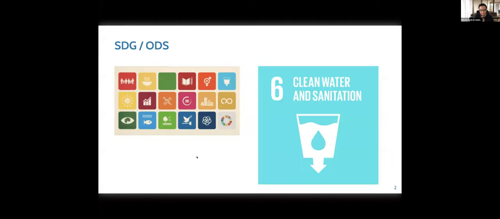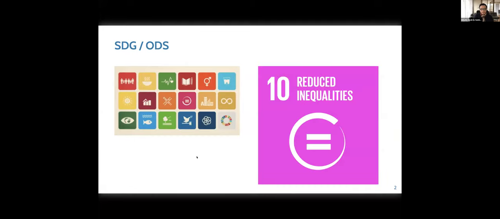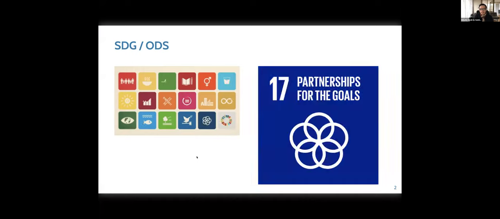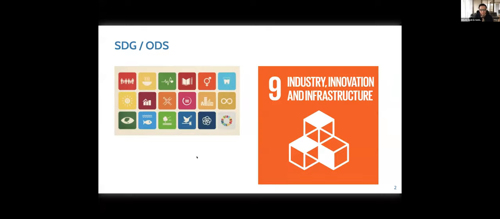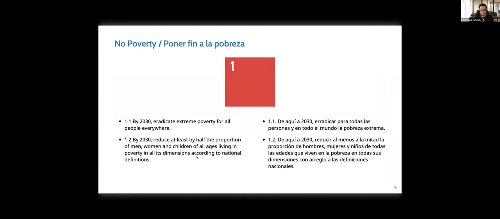All of us have heard about the 2030 Agenda, and if you take a deeper look at the targets and indicators of the SDGs, you will find the need for data disaggregation. For example, the first goal, no poverty. The first target says by 2030, eradicate extreme poverty for all people everywhere. But you will find the need for data disaggregation. For example, the second target says reduce at least by half the proportion of men, women and children. So we can find these subgroups: men, women, and children.